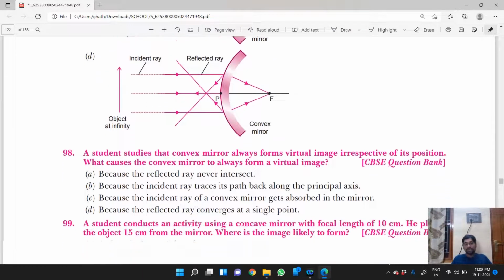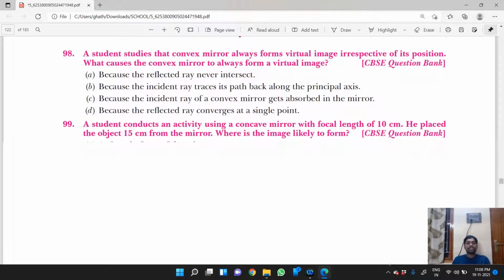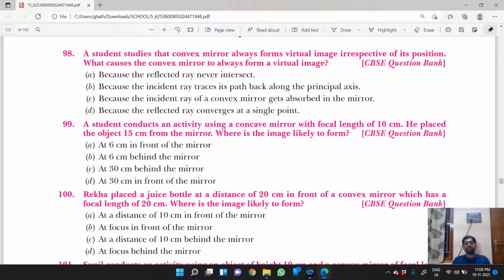So remaining all the others are wrong. Question 98: a student studies why a convex mirror always forms a virtual image. A convex mirror always forms a virtual image irrespective of the position. In what case does a convex mirror always form a virtual image?